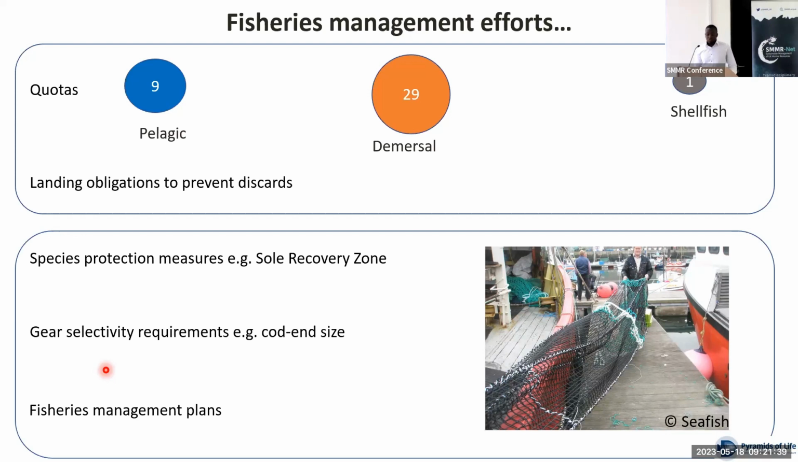Another important thing is about the species protection. There is a sole recovery zone whereby fishing vessels are restricted in terms of their effort controls for vessels that are of 10 meters or over. So that's quite an important management measure in this particular area. There's also the gear selectivity measures around the cod end size, with different species having different selectivity parameters. And lastly, there are fisheries management plans for different species, for example the herring for the pelagic, and then other demersal species also need to have fisheries management plans.